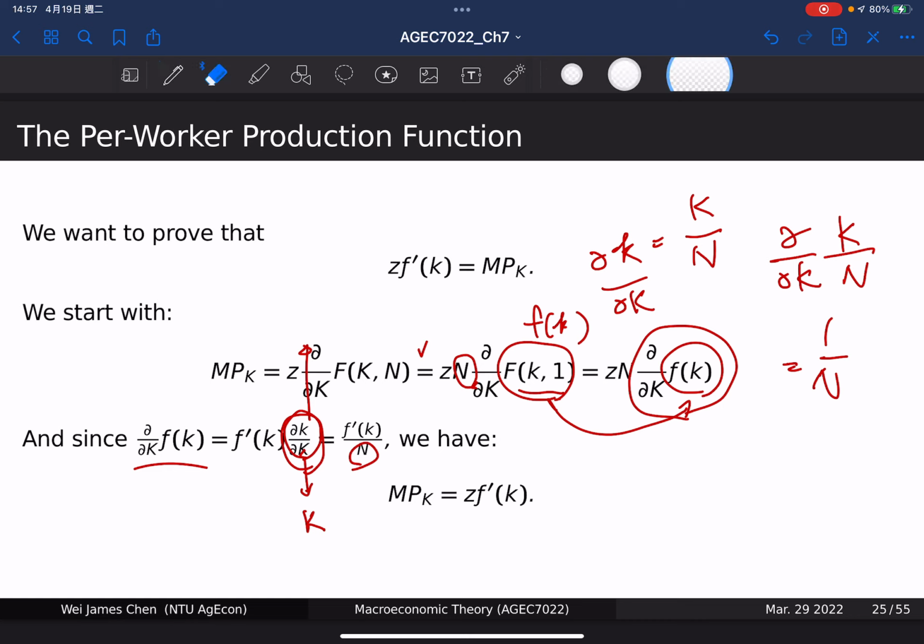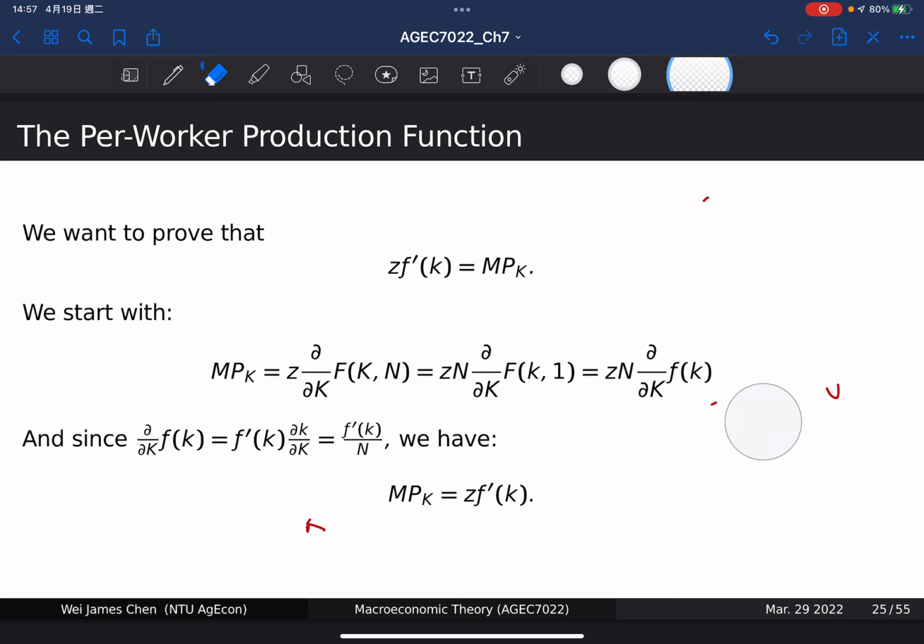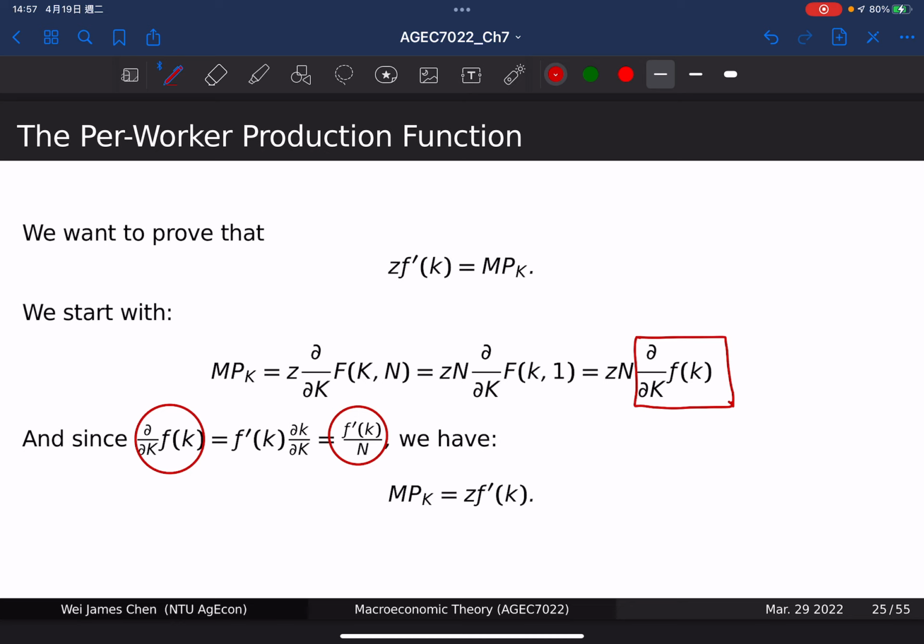But if we replace this with this, if this is f prime of k divided by N, then this N and N will cancel out. So this whole thing will become z times f prime of k, right? Any questions?